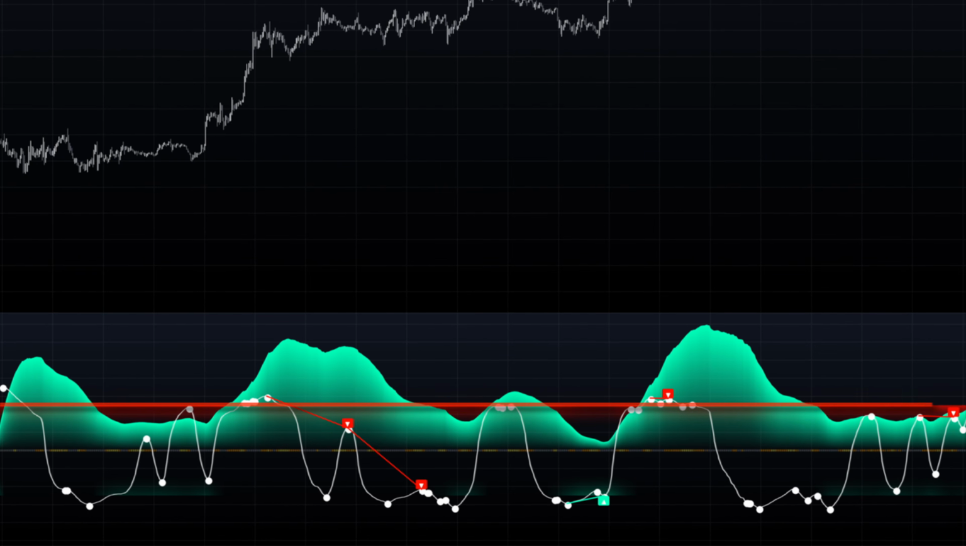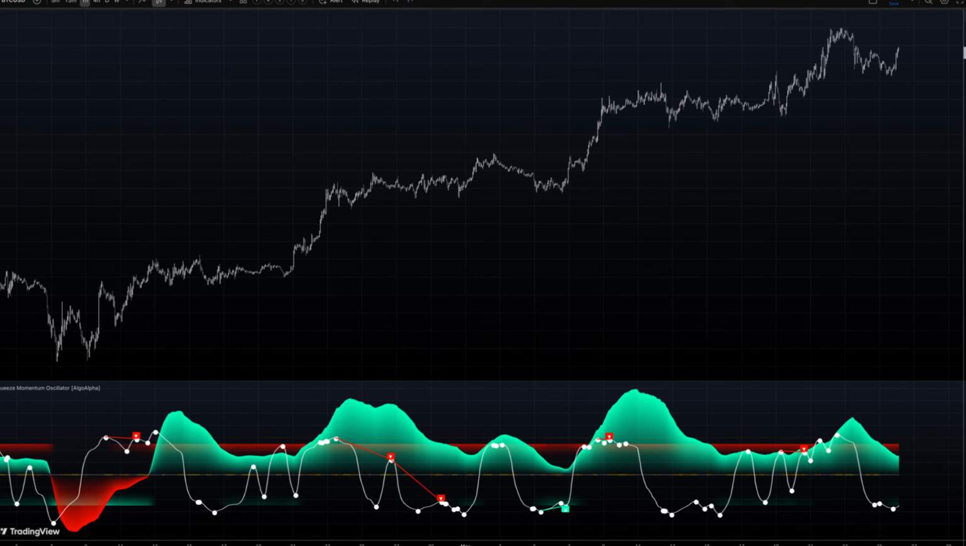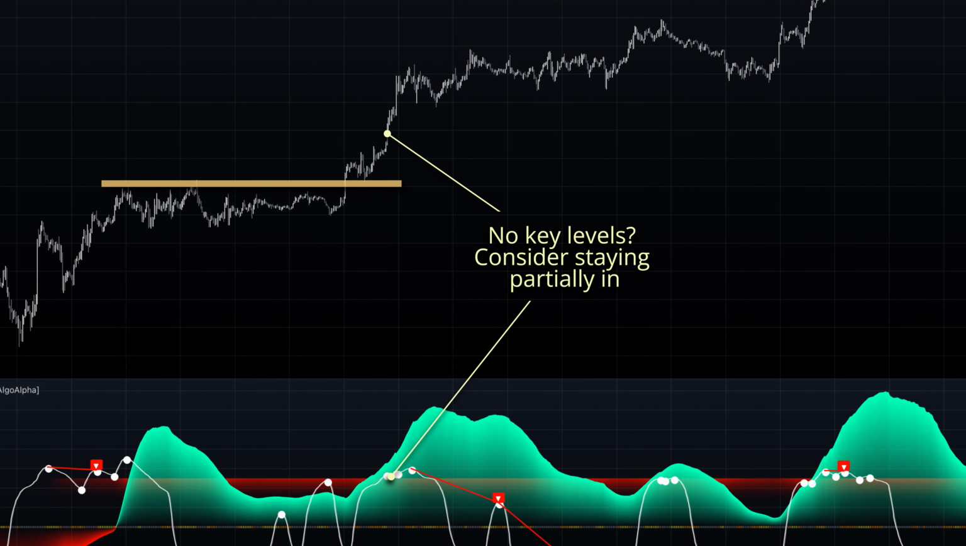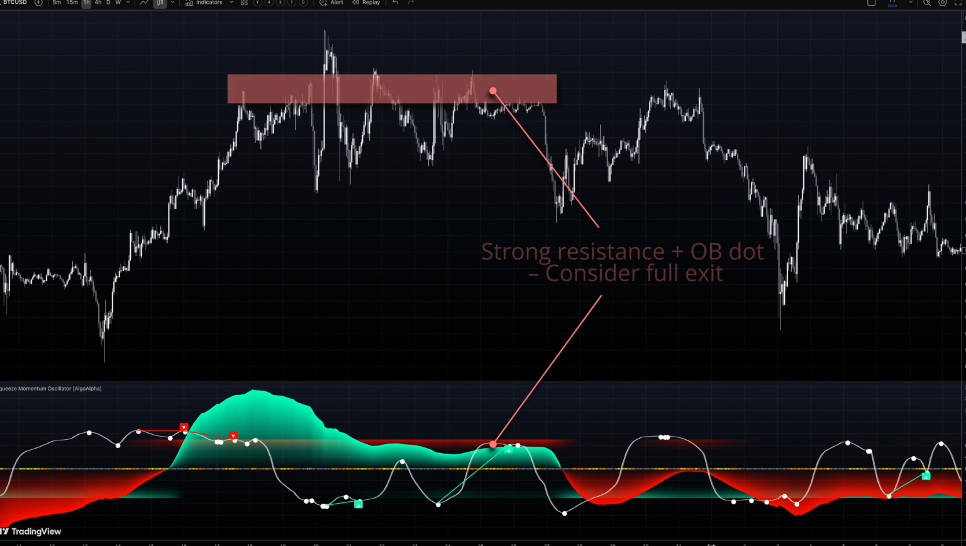When the white line hits the overbought level and another white dot prints, this can signal a scale-out opportunity or complete exit, depending on market context. For example, if there are no key levels where price has reacted previously, it might be worth staying partially in the trade. However, if price is at a significant resistance level and you've hit your profit target, consider exiting completely.